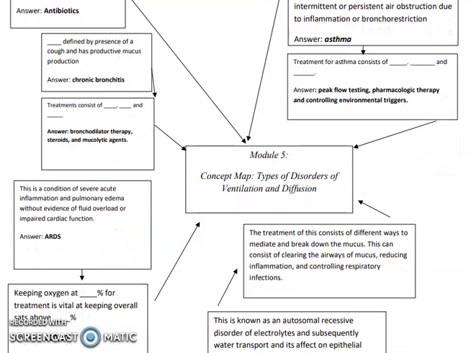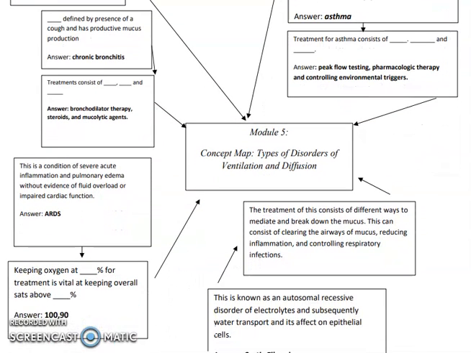I also touched on ARDS, and this is more of an acute, severe form of inflammation and pulmonary edema, but it doesn't really show evidence of fluid overload or impaired cardiac function on diagnostic tests. But in this case, you would get continual oxygen treatment, like high flow oxygen through a mask or a nasal cannula, to keep your SATs in that healthy range, which as an EMT I always heard was 92%, but here in the book it says 90%.